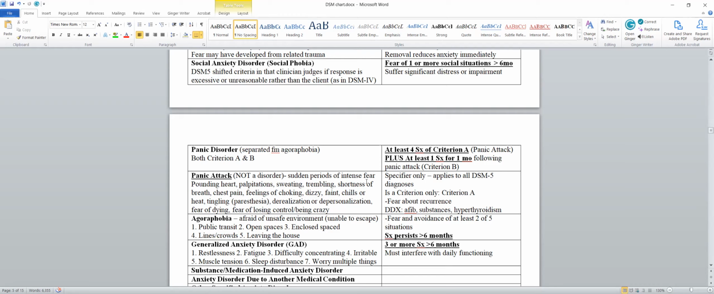So in order to have panic disorder, you have to have at least 4 symptoms of criterion A, the panic attack, plus at least 1 symptom for 1 month following the panic attack, criterion B. So it's like when you continue to have panic attacks, you get panic disorder.